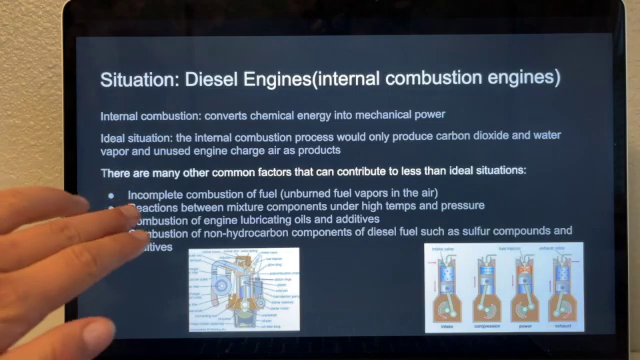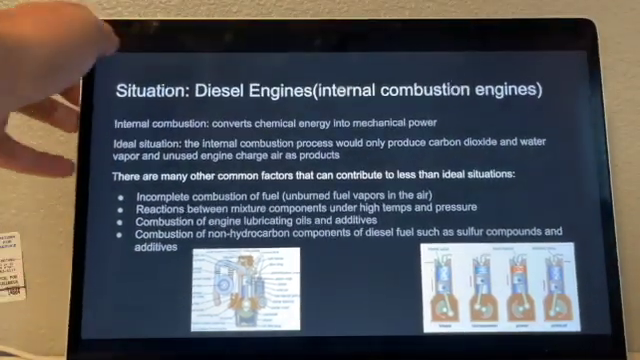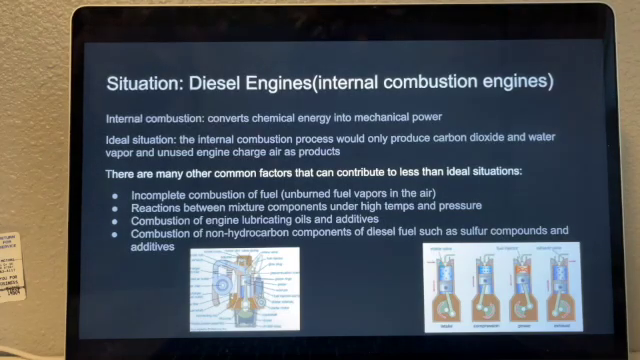Those would be unburned fuel vapors in the air, reactions between mixture components under high temps and pressure, which are changeable in diesel engines. You can adjust those. Also combustion of engine lubricating oils and additives, and combustion of non-hydrocarbon components of diesel fuel, such as sulfur compounds and additives. So these extra factors create emissions that aren't ideal.